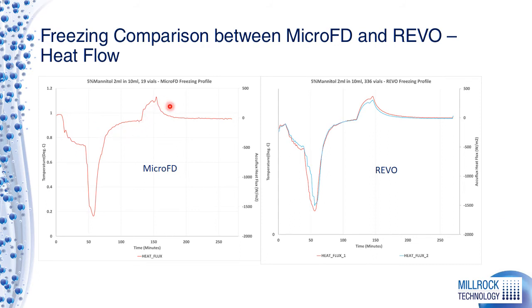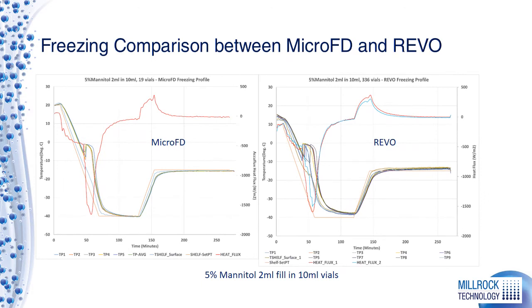We look at the annealing step. Again, very similar heat flow patterns between the two systems. This gives us a very high confidence that we've frozen the two systems very similarly. We then take a look at the two systems overlapped with the heat flow and the temperature profile. Again, very similar thermal histories between the two systems.